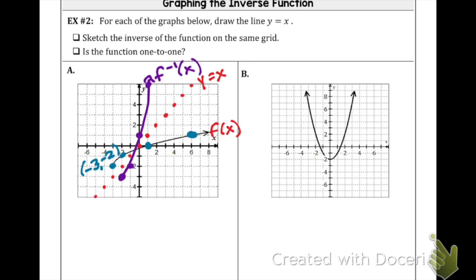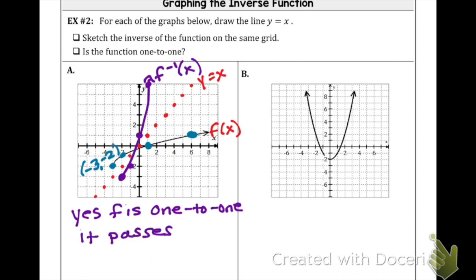So is our original function one-to-one? I would say yes. f is one-to-one. It passes the horizontal line test. I can't make a horizontal line go through it more than once. Plus, we were able to find the actual inverse itself, right? So the inverse function does exist. Okay, part B. Let's go ahead and dot in our identity line.